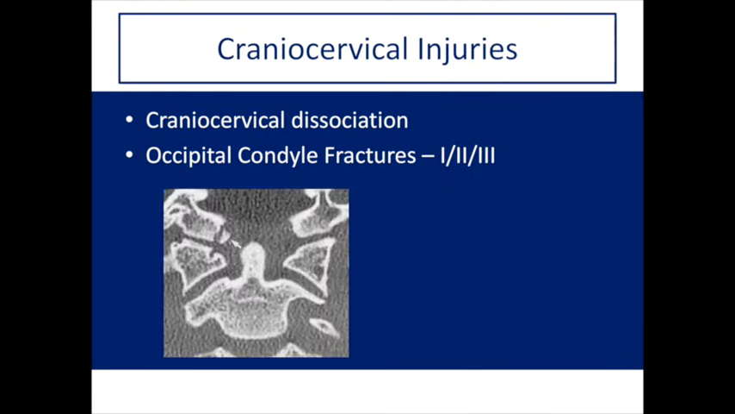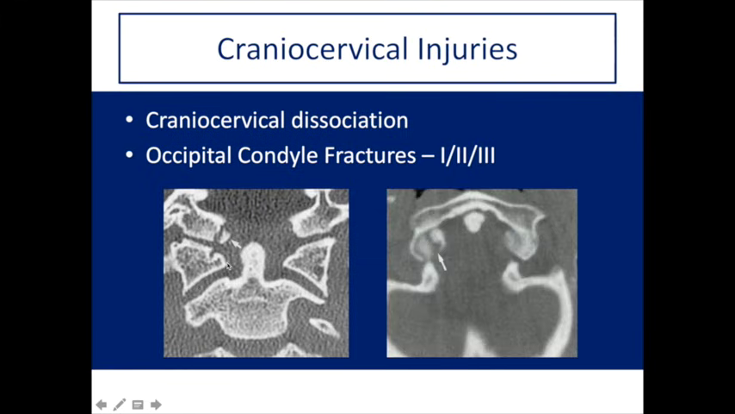This is an example of a type 3 occipital condyle fracture, aka an alar avulsion, on the right here. This is an example of the same fracture on the axial slices. You need to look here every time to look for subtle avulsions.